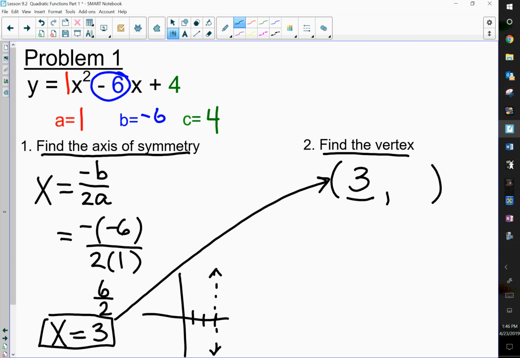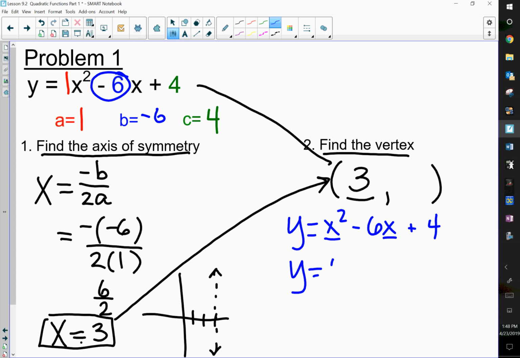To figure out what the y coordinate is, you're going to take the value 3, which is x, and put it back into this equation. So I'm going to write out the equation y equals x squared minus 6x plus 4. And then for each x, I'll replace it with 3. So y equals 3 squared minus 6 times 3 plus 4.